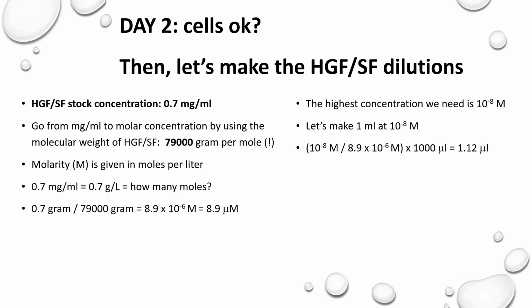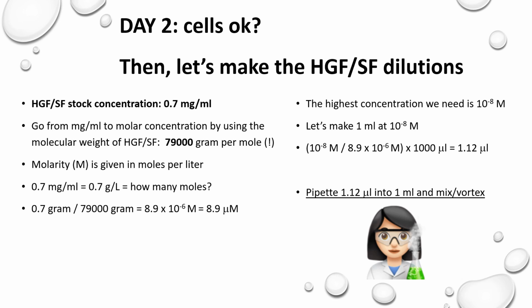So in order to understand how little we have to add to the 10 ml to dilute it down, we just divide 10 to the minus 8 molar by the concentration that we have in our stock, which is 8.9 times 10 to the minus 6 molar, and we multiply that by the volume that we're going to make, and we get to this tiny little volume, which is 1.12 microliters. So the only thing we have to do is add 1.12 microliter into 1 ml and mix it very well, either by rocking the tube by hand or by vortexing.